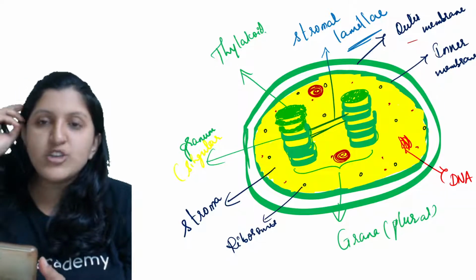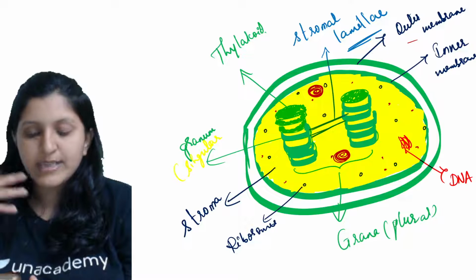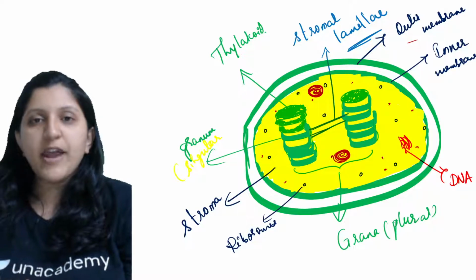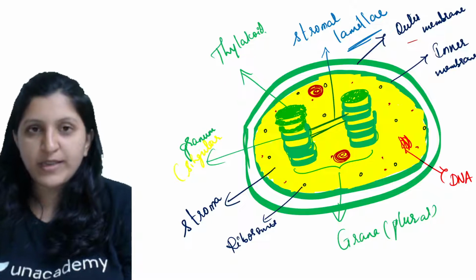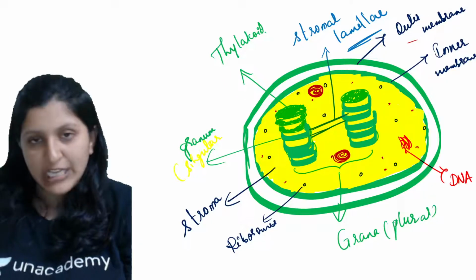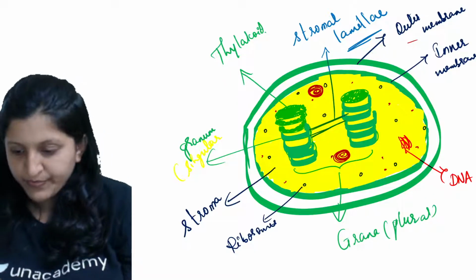Saccharide is the sugar, okay. So saccharide is nothing but the sugar. Monosaccharide, single sugar unit. Disaccharide, two sugar units. Polysaccharide, many sugar units will be there, okay.